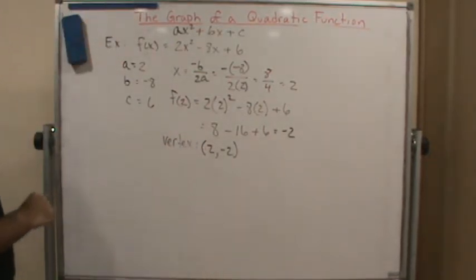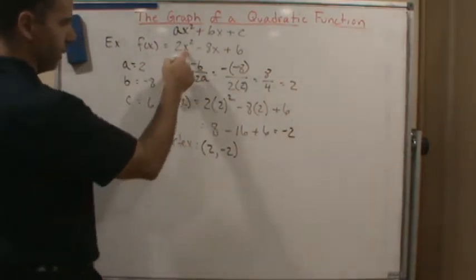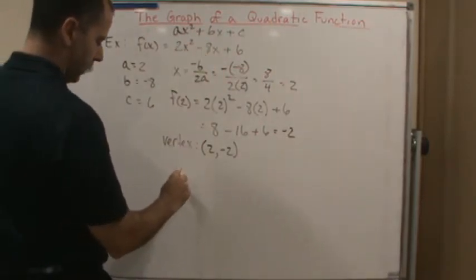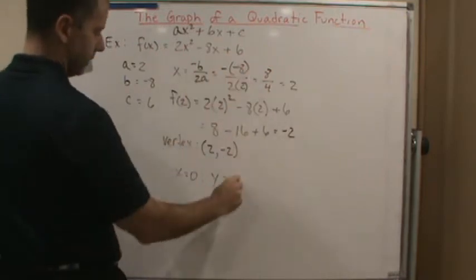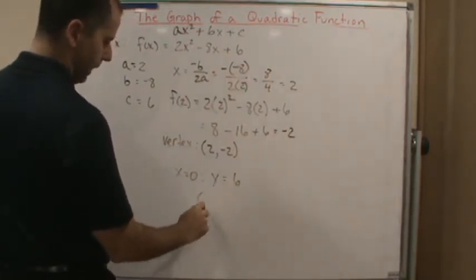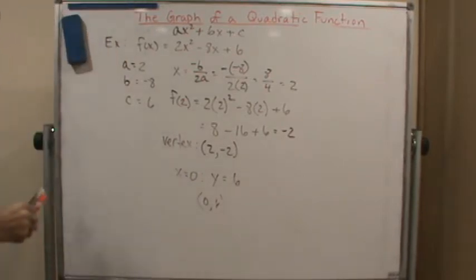Okay. Now, what about the y-intercept? Well, that's easy because all we have to do is plug 0 in for x, right? So when x equals 0, y equals 6. So our y-intercept is 0 comma 6.